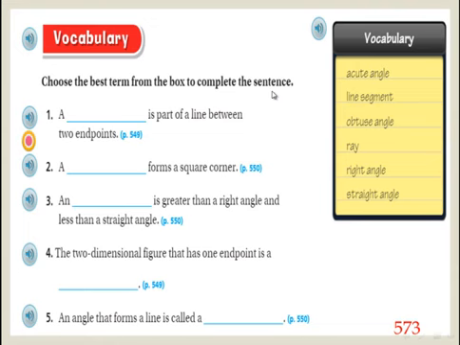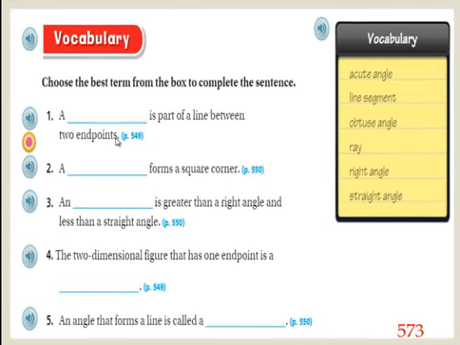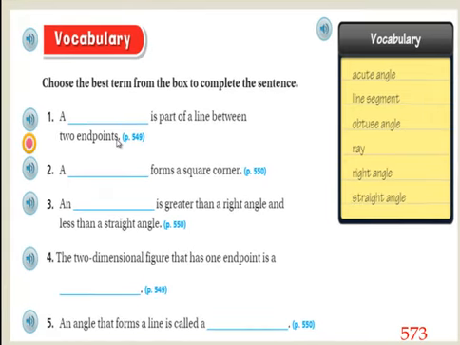Now, when we finished our vocabularies, you should choose the best term from the box to complete the sentence. The first sentence is: blank is part of a line between two endpoints. Please, I don't want you to write anything with me during my explaining. I want you to solve with me without any writing. Then when I finish this video, you should solve by yourself all of the 2 pages, pages 573 and 574. Okay?